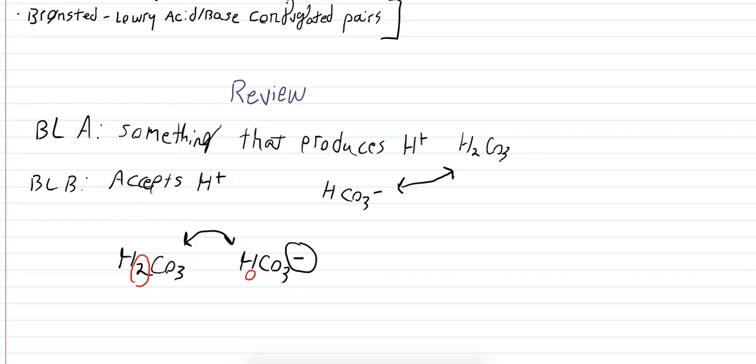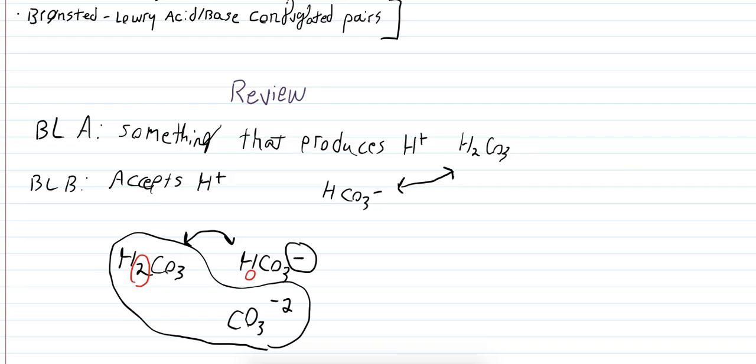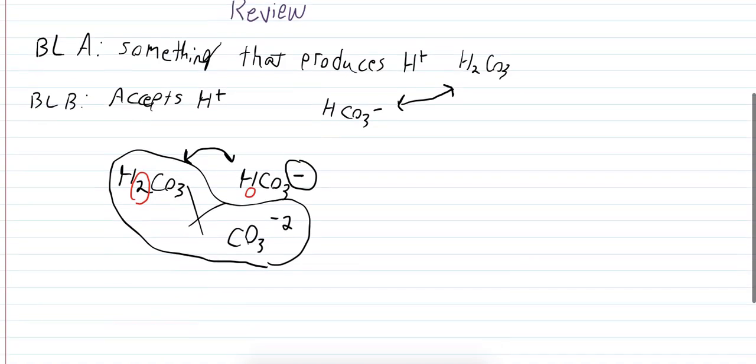Now, a common mistake is to have something like CO3 minus 2, and think that these two guys are conjugate pairs of each other. But in order for them to be conjugate pairs, you only need to have a one hydrogen difference. If there's a 2 difference, then it doesn't work. Those are not conjugate pairs of each other.